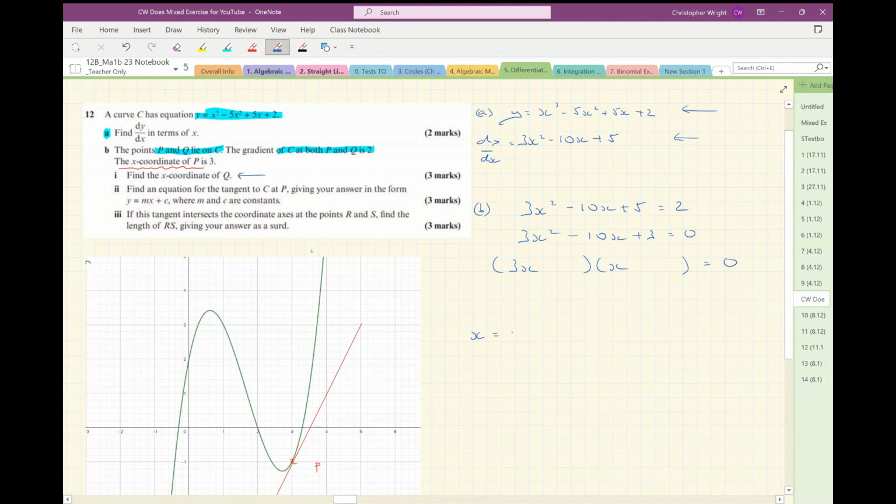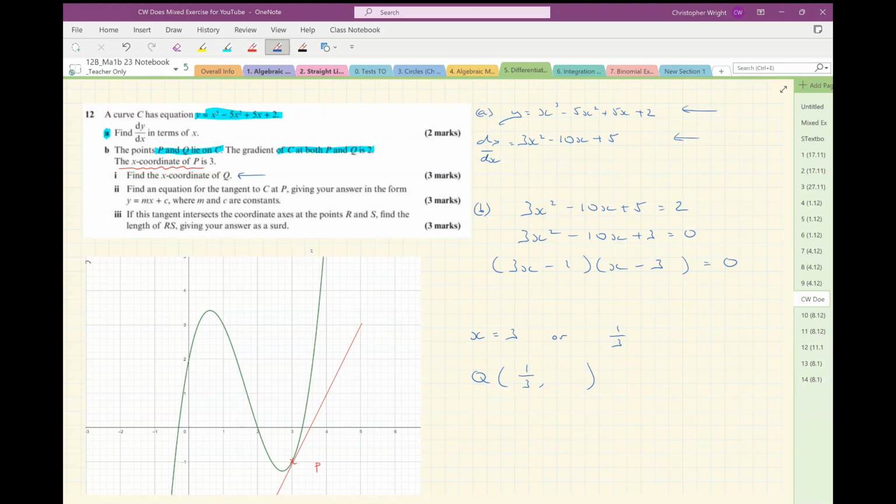Now I already know what one of the factors will be, because I know that one of the solutions is going to be x equals 3, because x equals 3 relates to the point P and the gradient is 2 there. So I know that that's going to be x minus 3 there, which means that this one must be 3x minus 1. Okay, so my other solution for x is a third. So the x-coordinate of Q must be 1/3. I don't need to know what the y-coordinate is, but I now know the x-coordinate of Q is a third. Good, and that's part 1 done.